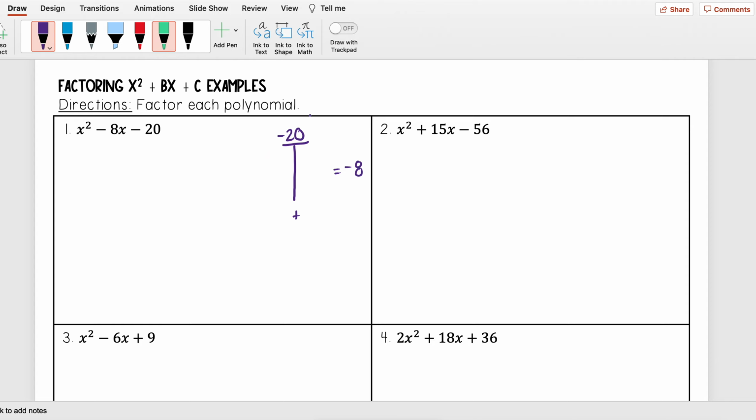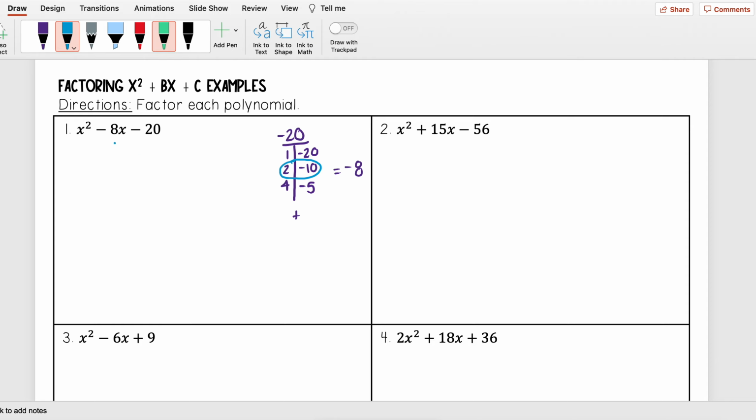Now thinking through this, since they're multiplying to negative 20, that means that one factor needs to be positive, the other needs to be negative. And since they're adding to a negative 8, that means that the bigger factor needs to be negative. So first one, I have 1 and negative 20, and then 2 times negative 10, and then 4 times negative 5. And now looking at these pairings, I see that 2 plus negative 10 gets me negative 8.